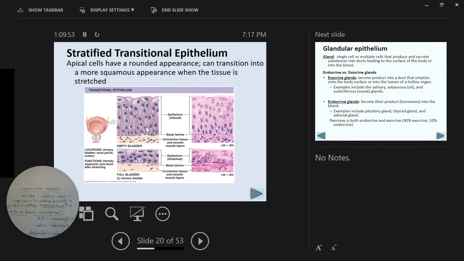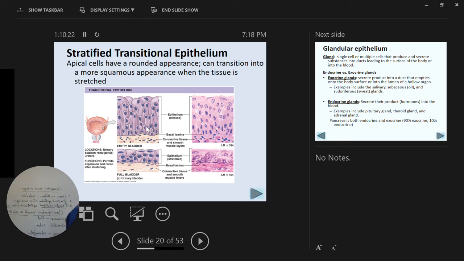Now, when you say we are in transition, what does it mean? Change. You are moving, right? You are going to change. You are moving from one location to another. So these cells are able to change. They have a particular shape, but they can change to another shape. So they are transitional.